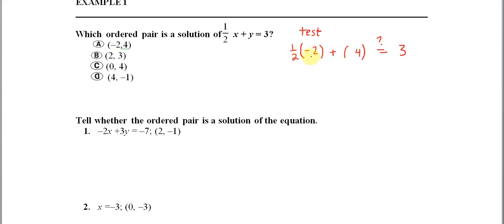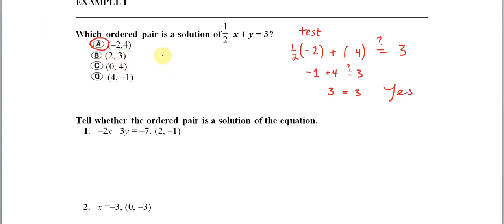1/2 times negative 2 is negative 1 plus 4. Right? And you can see clearly here that negative 1 plus 4 is 3. So yes, A here is in fact a solution. Now let me just give you kind of a non-example as well. What if we tried B?